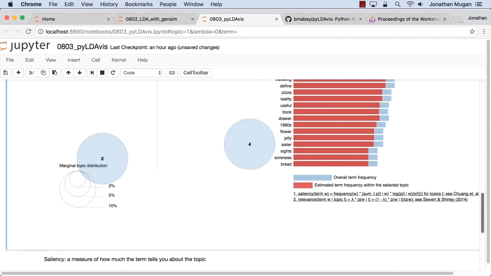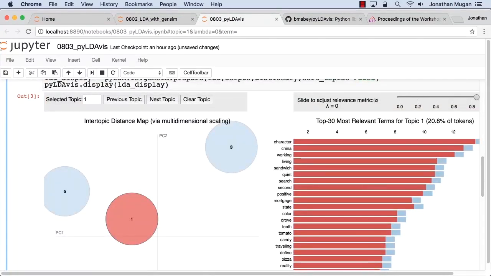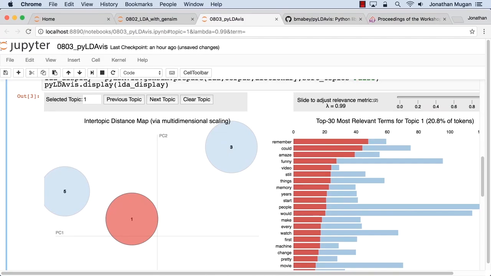So here, what we have is the relevance. What we saw up there is lambda times the probability of the word given a topic, plus 1 minus lambda times the probability of the word given topic, divided by the probability of the word. So more common words are going to be less important. So here, if we set lambda to 0, we've got the second term. If we set lambda to 1, then we're not normalizing.